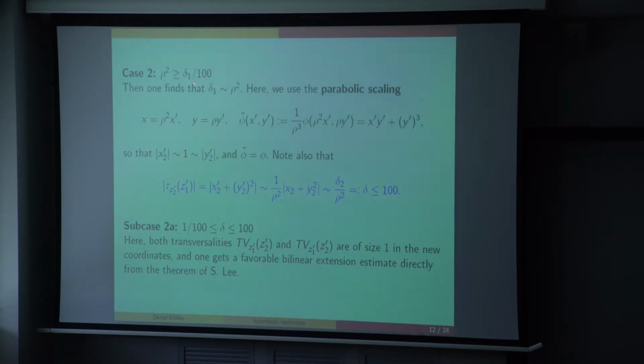And remember, delta 2 was smaller than delta 1, so this is much smaller, cannot be too big at least, so maybe it's at most 100 or something like that, right? But it can become very small, this number delta. And so there's a subcase, if delta is still bounded from below, let's say by 1 over 100, then still both transversalities after the scaling are of size 1, and then you can again apply Lee's theorem directly and get a good bilinear estimate. So that's again a favorable situation.